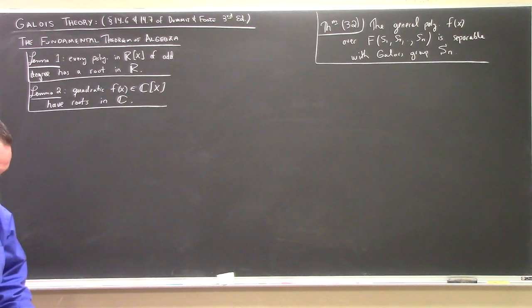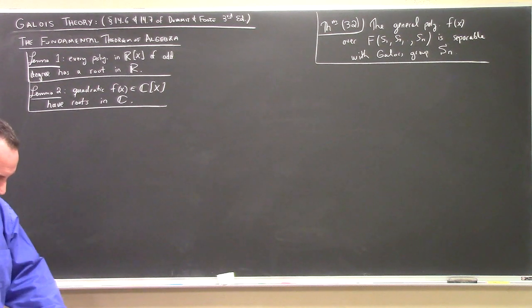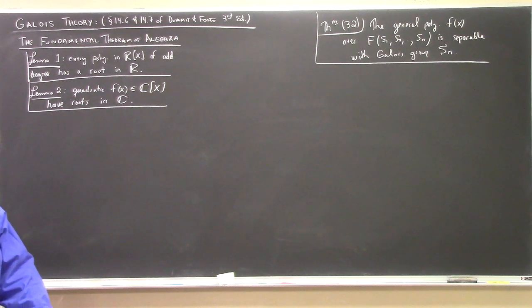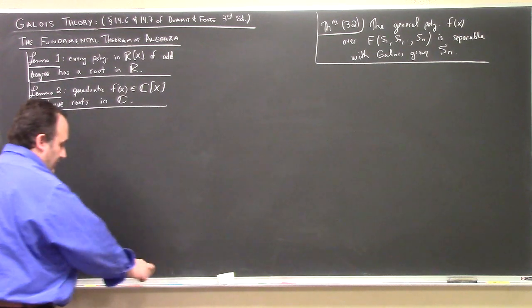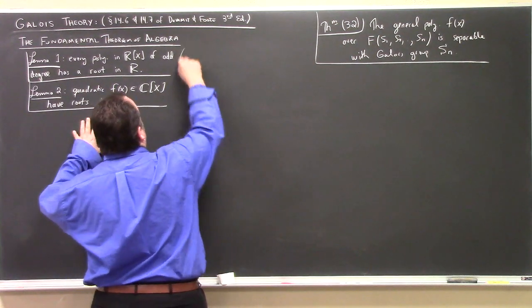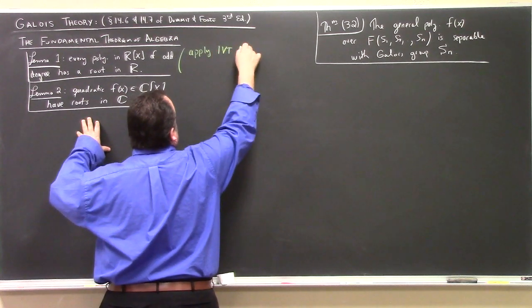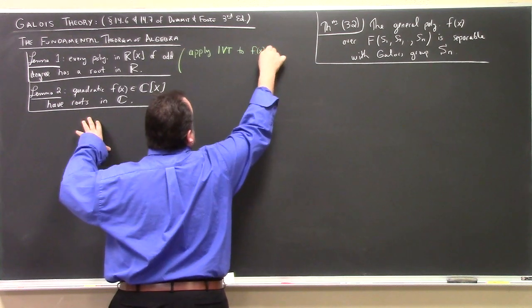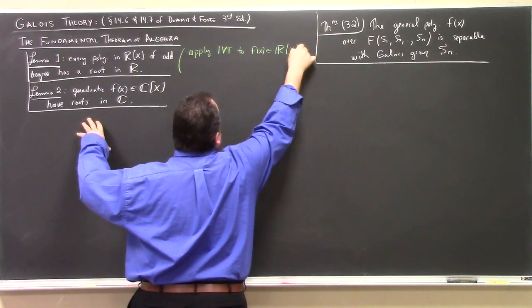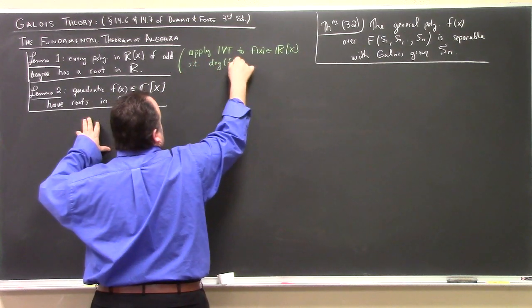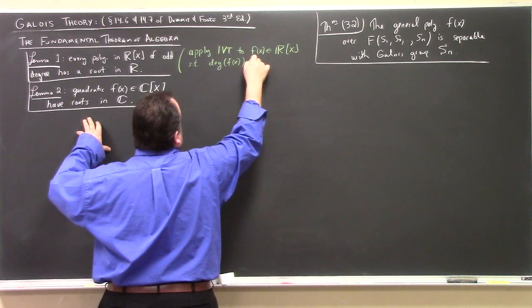Now, I think we've actually proved lemma 2 before, but not quite. So let me talk about the proof of these lemmas before I get into the other thing. The proof of lemma 1 is the intermediate value theorem, so here we have to use some analysis. You apply IVT to f of x with polynomials in R such that the degree of f of x is odd.